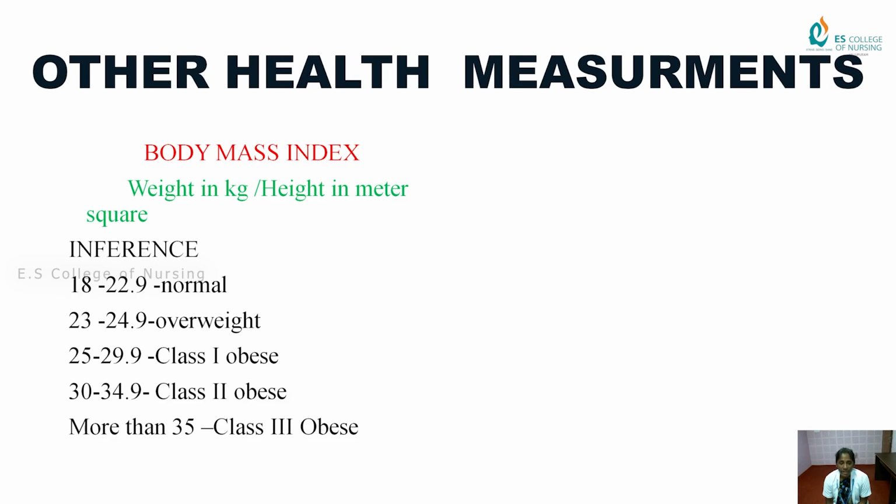18.5 to 24.9 is the normal BMI, and when it goes 25 to 29.9, they come under overweight. Then if it goes 30 to 35, it is class 1 obese, above 35 to 40 class 2 obese, and above 40 it is class 3 obese. This is also one of the BMI calculation formulas available on the net.